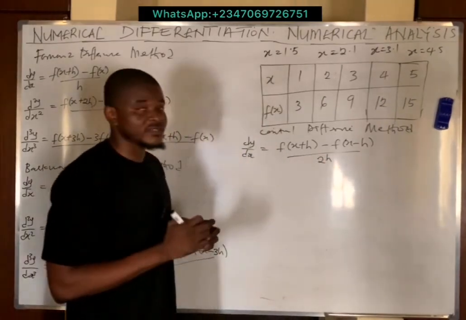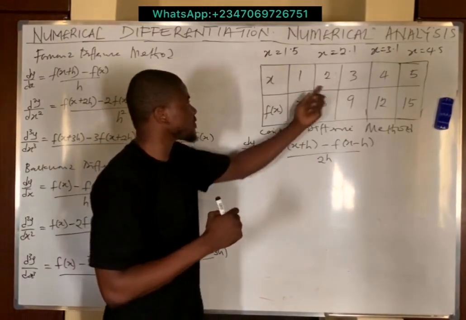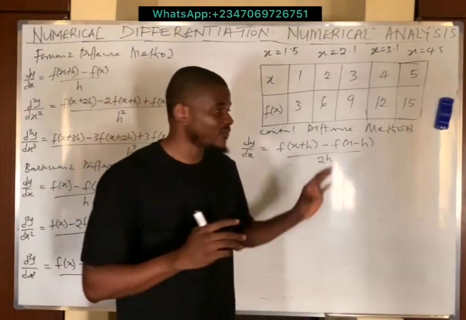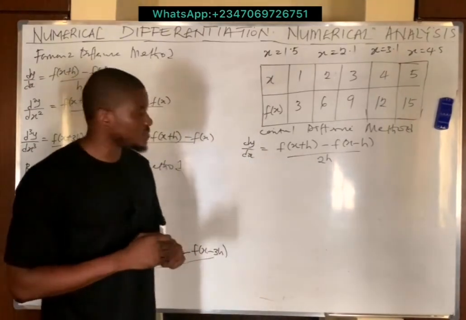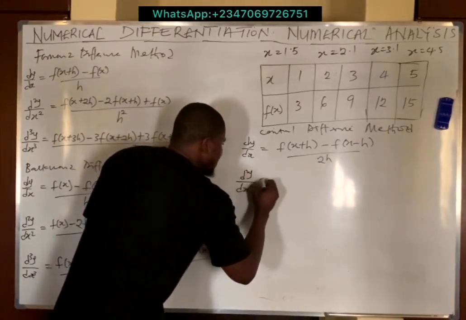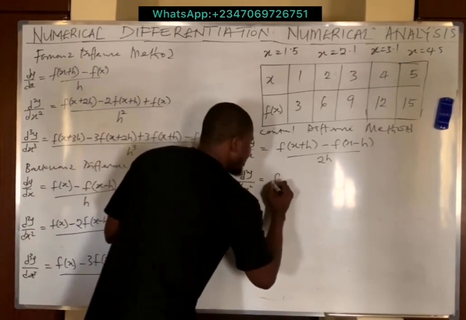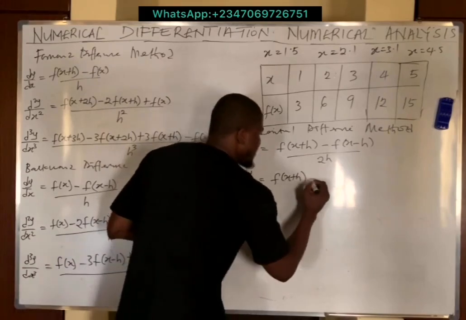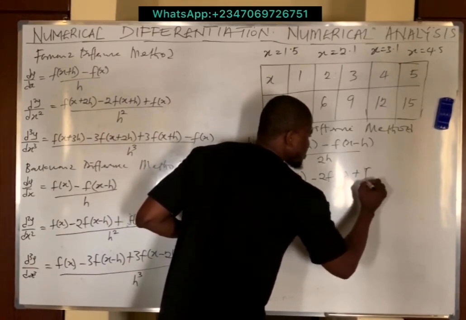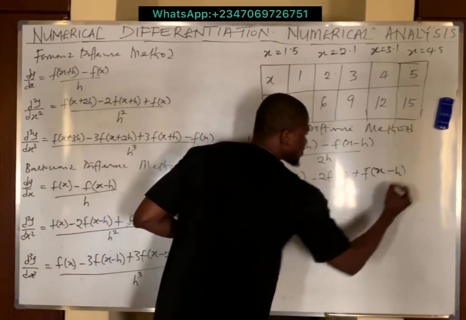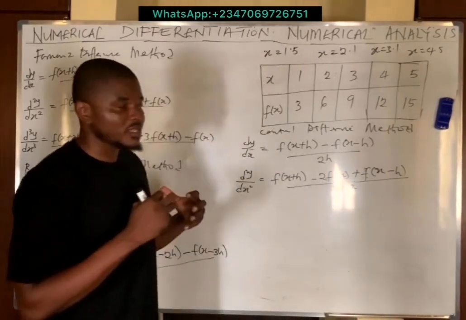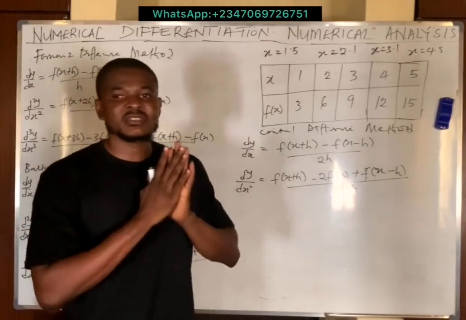So you see how this formula is. It picks a function from the forward of the table and picks from the back of the table to form what? The central difference method. So this is the first derivative approximation, and this is the formula you use, right? Now, for the second derivative approximation, d squared y over dx squared, this is going to be equal to, again, you have f of x plus h minus 2f of x plus f of x minus h all over h squared. So this is the formula for the second derivative approximation using the central difference method.